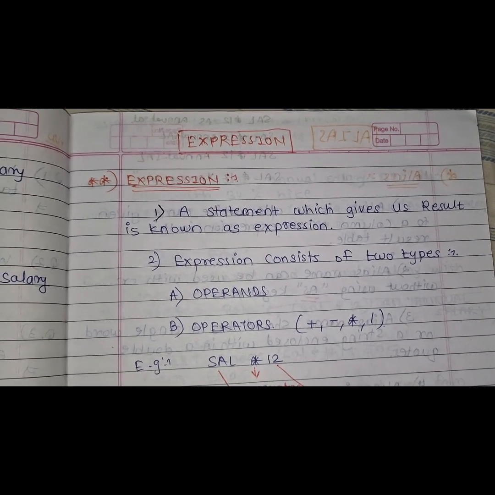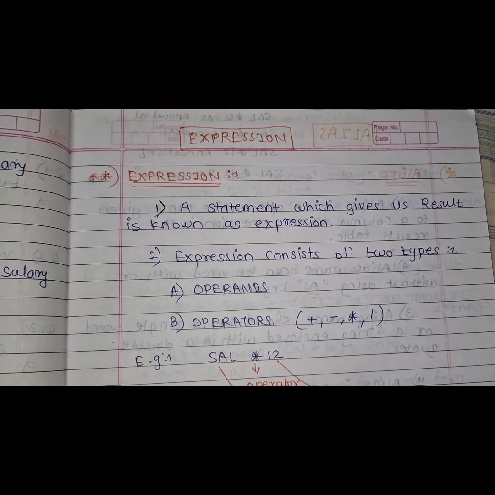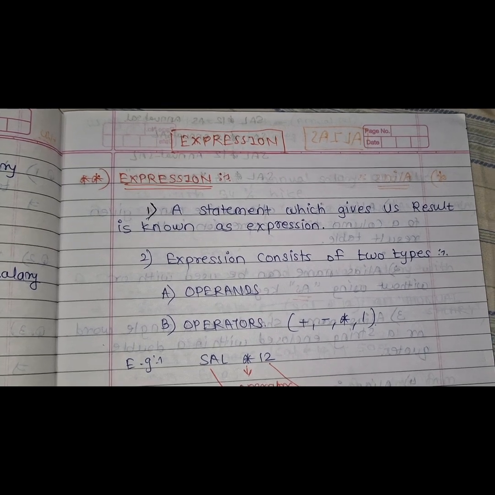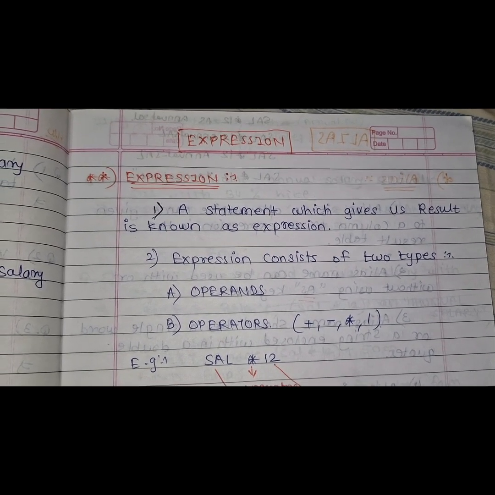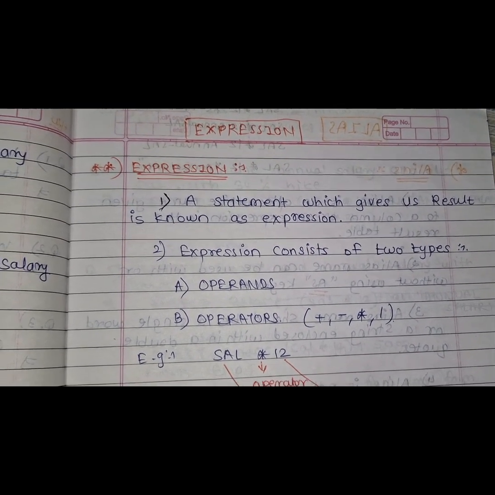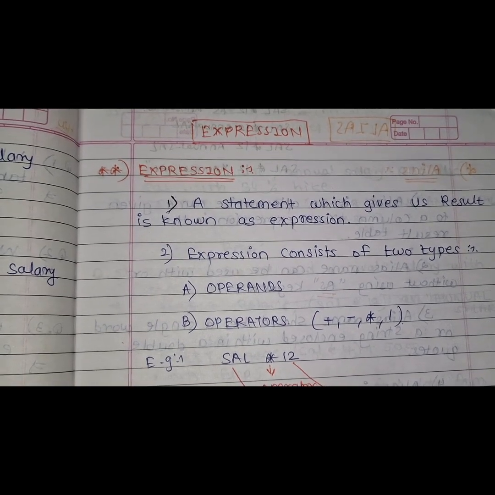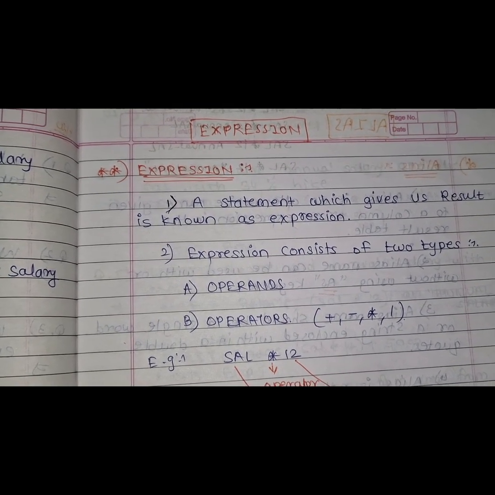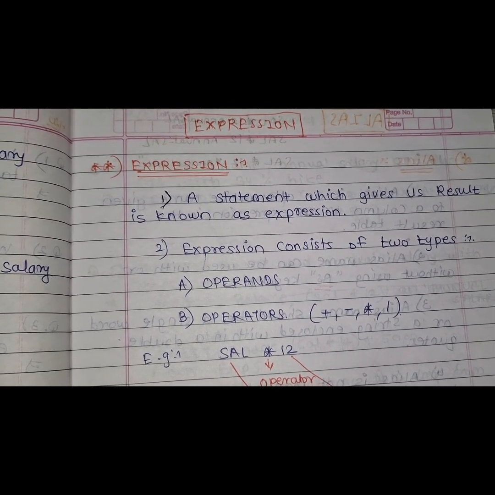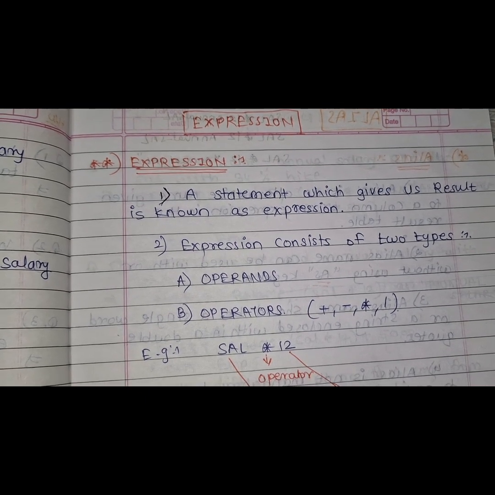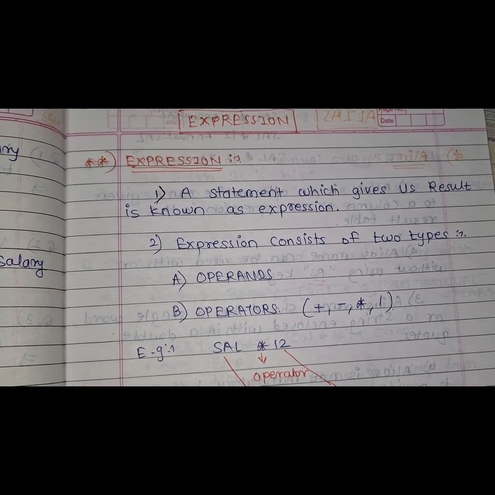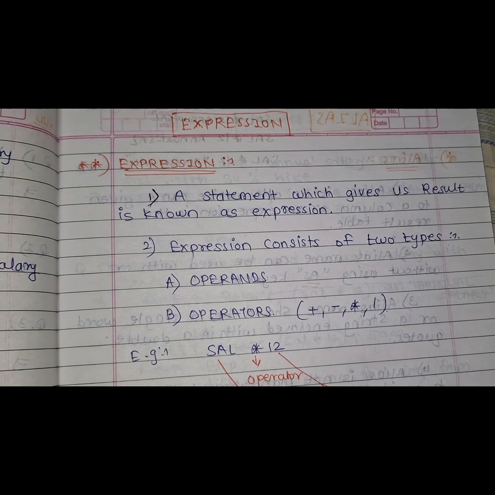Today I am going to teach you about expression, alias and the distinct keyword. Let's understand each one by one. What is an expression? An expression is a statement which gives us a result. An expression consists of operands and operators. Operators mean plus, minus, multiplication, division, modulus.